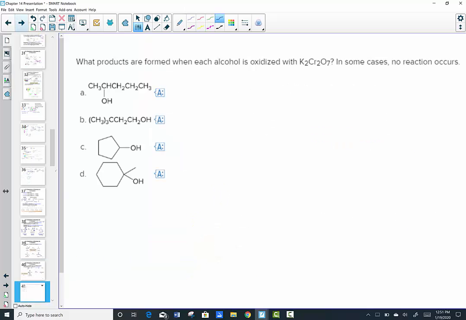Let's practice. We're going to use potassium dichromate. You sometimes just see that as an oxidizing agent sitting over an arrow. If you see a bracket with an O, it just means an oxidizing agent. Sometimes there are no reactions. What products are formed when each alcohol is oxidized by a strong oxidizing reagent such as potassium dichromate? Letter A.